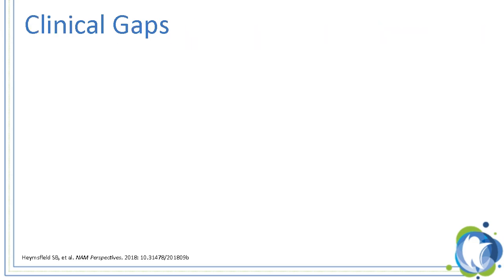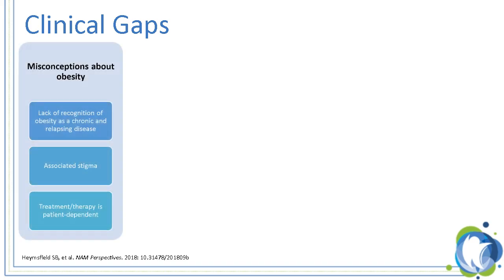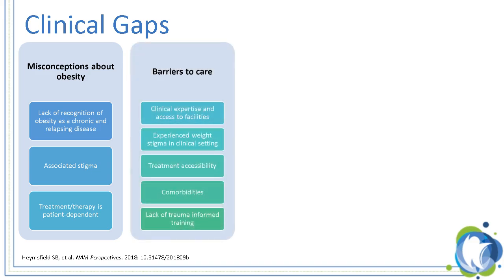Having those conversations to really support them. Clinical gaps in obesity care can be another reason there may not be success in programs. There may be misconceptions about obesity, such as a lack of recognizing it as a chronic and relapsing disease in and of itself. Again, there may be associated stigma with obesity and talking about obesity. Treatment or therapy needs to be patient dependent. So there are barriers to care: clinical expertise again, and maybe access, patients getting access to a healthcare facility or a program that supports weight management.